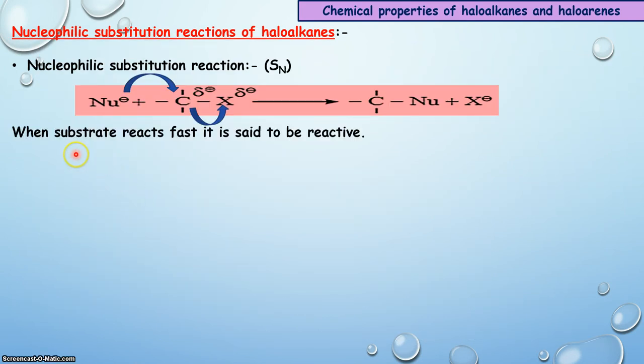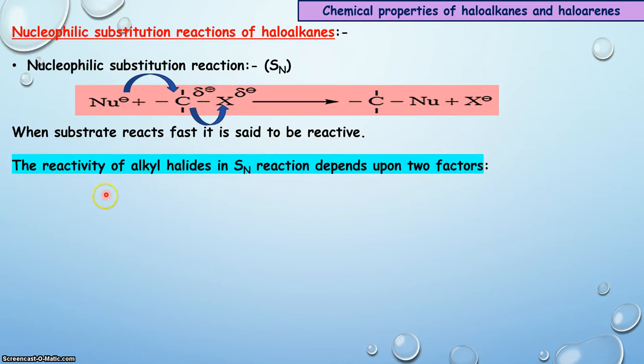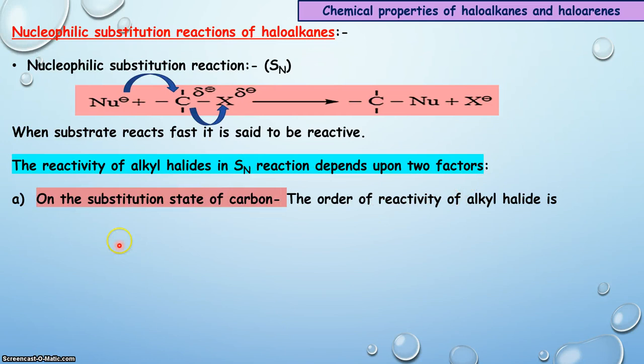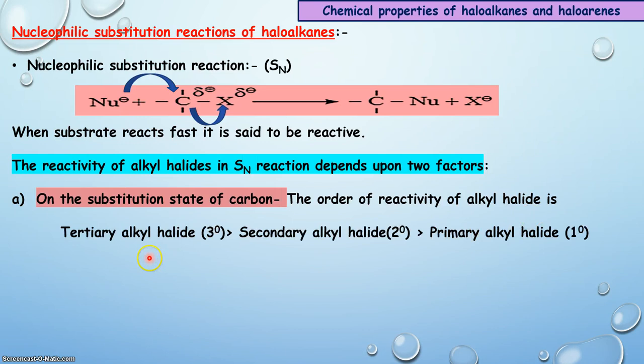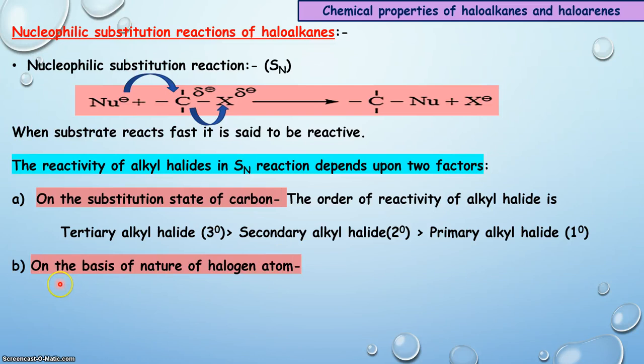In nucleophilic substitution reaction, when a substrate reacts fast, it is said to be reactive. In this reaction, alkyl halide is the substrate, and the reactivity of alkyl halide in nucleophilic substitution reaction depends upon two factors. The first one is the substitution state of carbon. The order of reactivity of alkyl halide is: tertiary alkyl halide is more reactive than secondary and primary alkyl halide. The second factor is the nature of the halogen atom.